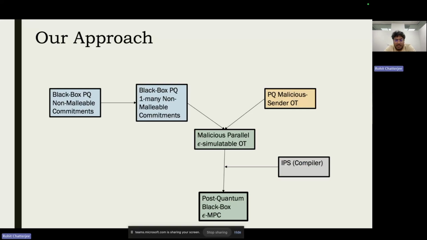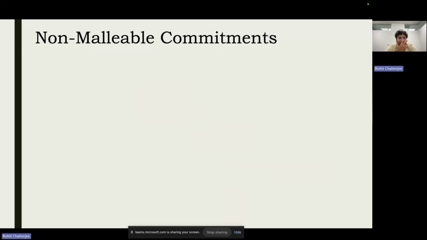Obviously this is very specialized, so I'm just going to describe more of the building blocks, and you will see how things build up from there. So let's turn to this crucial central thing in constant round MPC design. You see these non-malleable commitments everywhere. So what are they?